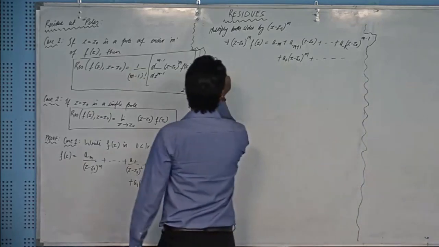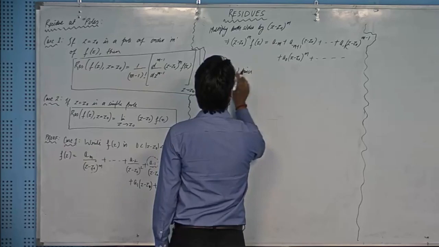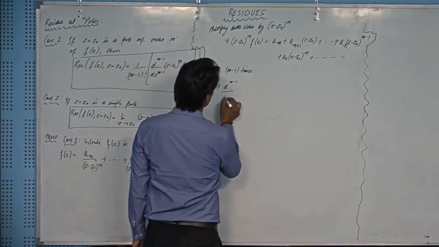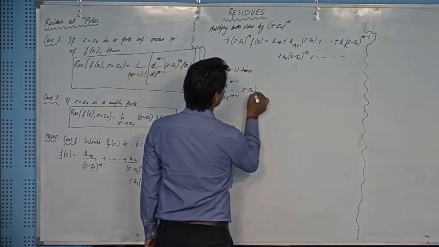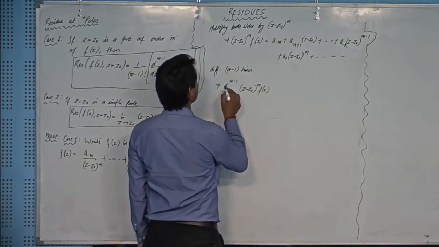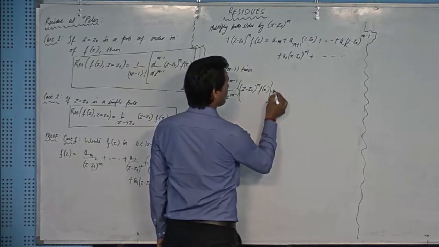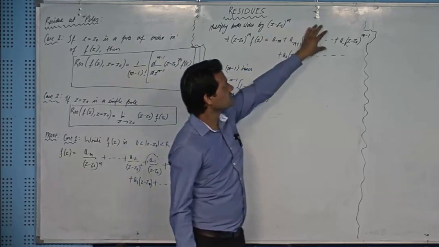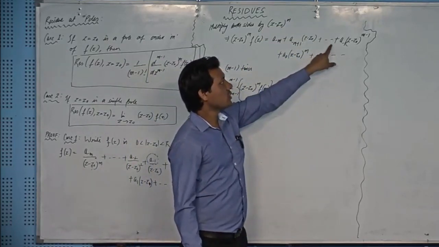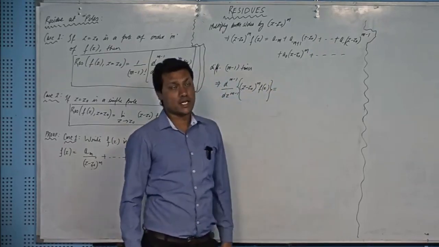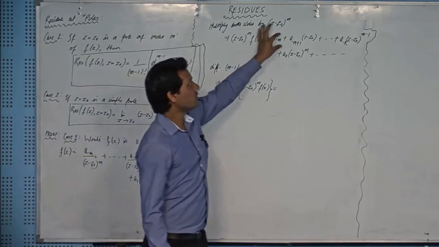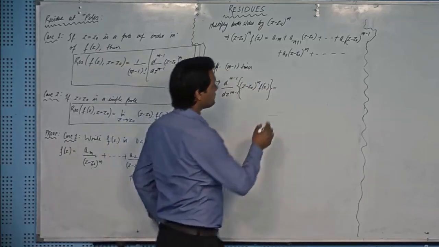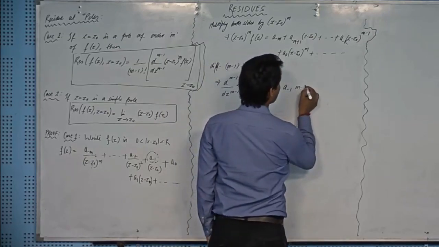So I will differentiate m minus 1 times both sides, right? So if we differentiate this function m minus 1 times, you will get d^(m minus 1)/dz^(m minus 1) of (z minus z naught) to the power m times f(z), equal to, differentiating it m minus 1 times will produce 0 for the constant terms. All of these terms up to a minus 2 will become 0, because the a minus 2 term will be (z minus z naught) to the power m minus 2, and you are differentiating m minus 1 times, so all terms up to that will vanish on differentiation, right? So start with this term: differentiation of this term with respect to z, m minus 1 times, will give you a minus 1 times (m minus 1) factorial, right?